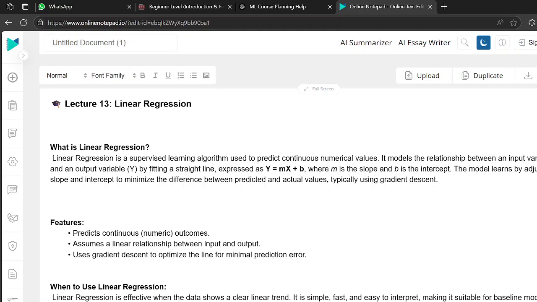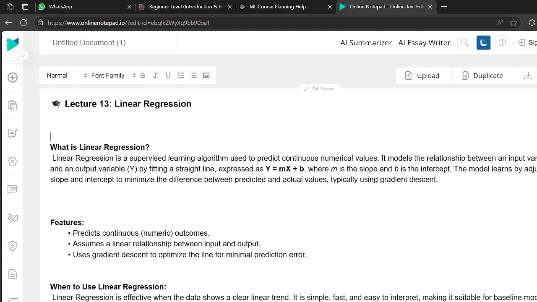Linear regression is basically a supervised learning algorithm. I hope you are already familiar with supervised and unsupervised learning algorithms. So, linear regression is a supervised learning algorithm which is used to predict continuous numerical values. It predicts values that are continuous in nature, and it models the relationship between an input variable x and an output variable y by fitting a straight line expressed as y equal to mx plus b. You might already be familiar with this equation.